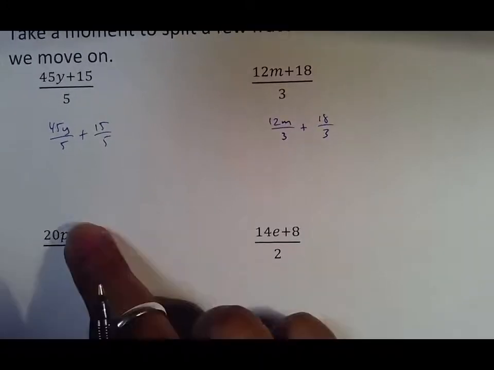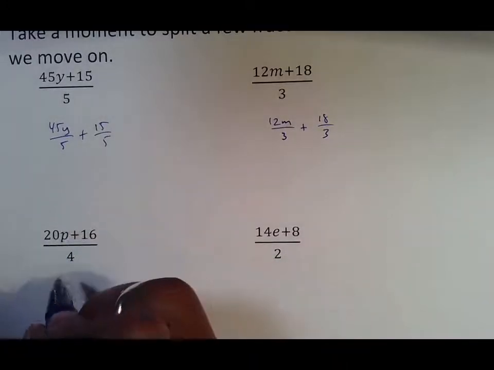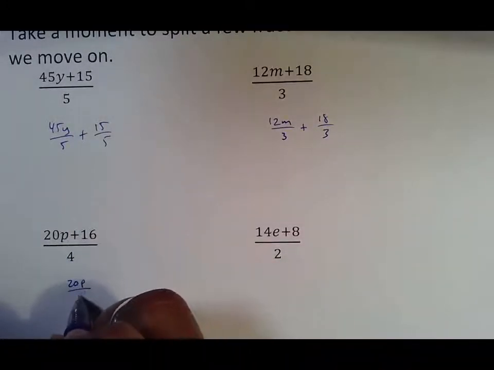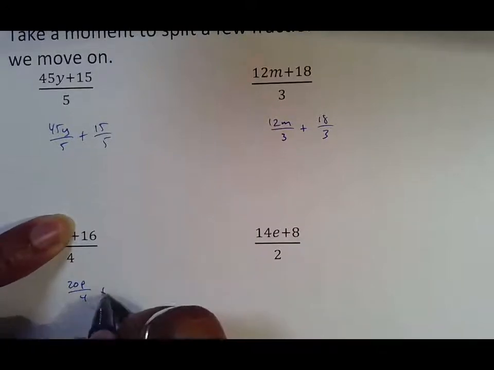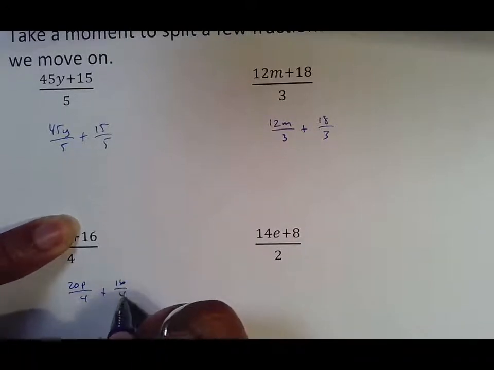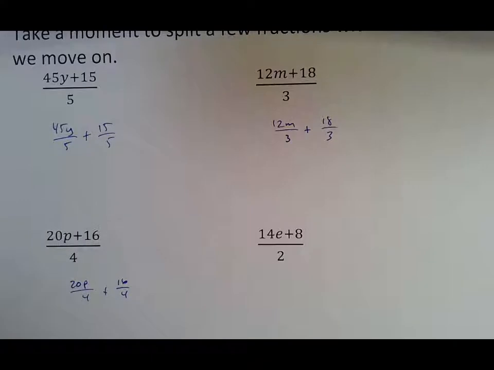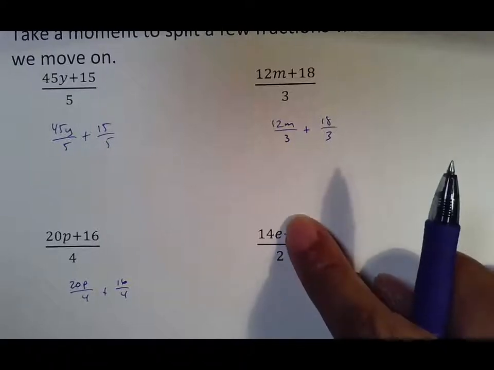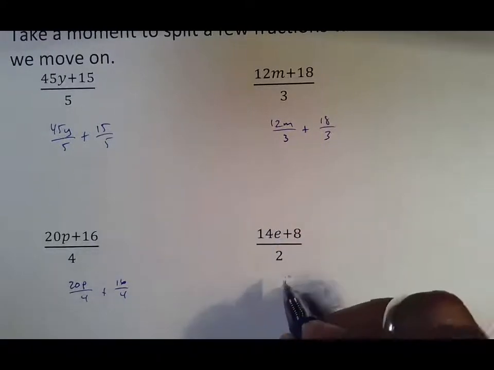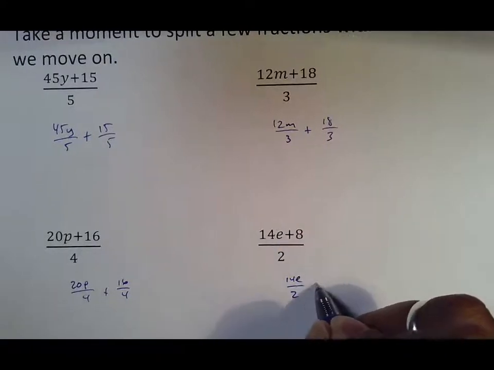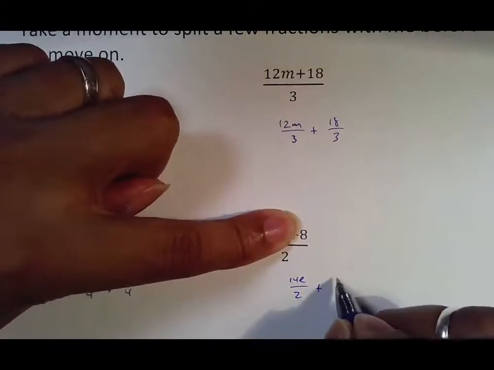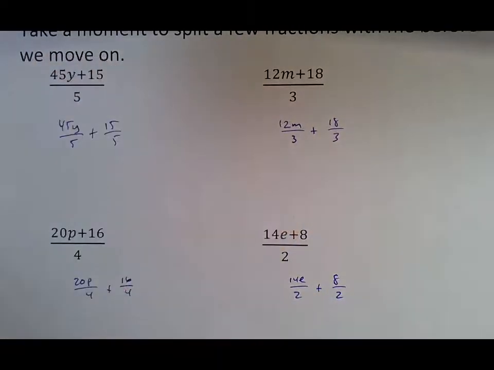Next would be something like this one here, where we start with 20p over 4 plus, always your attachment, and then 16 over 4. Just like in the multiplication part, we attach with a plus sign to keep things organized, to keep things connected like they're supposed to. And then the last one, 14e over 2 plus this other part here, which is 8 over 2.